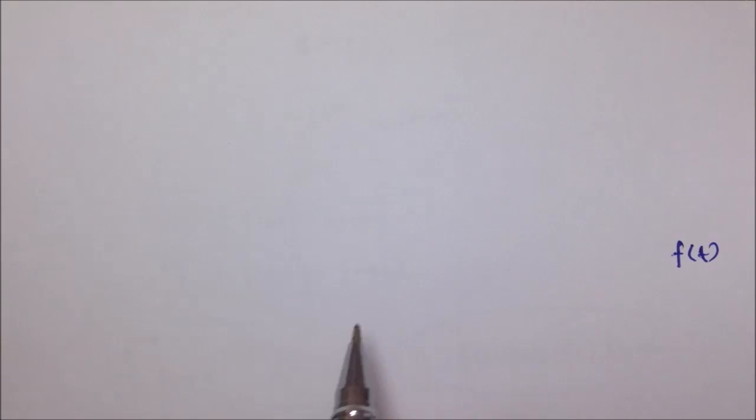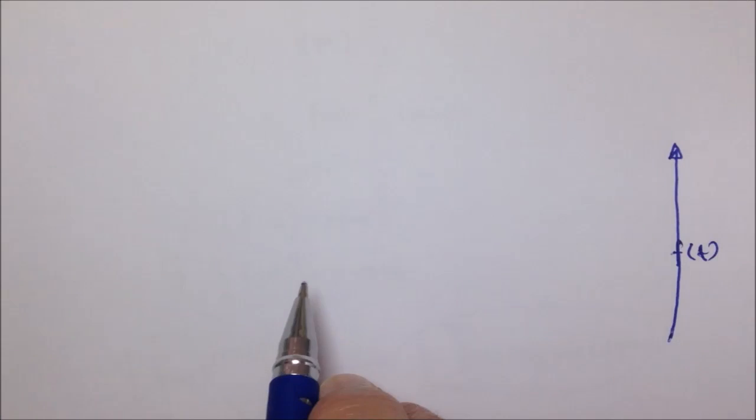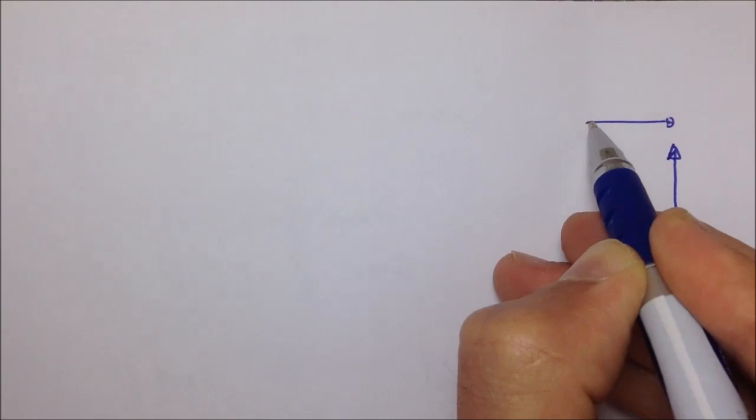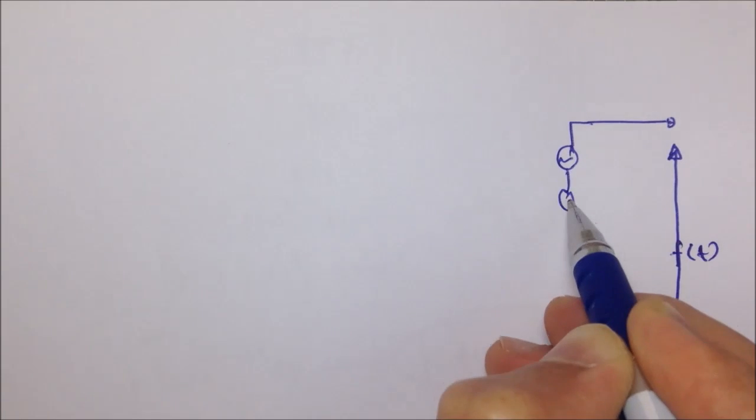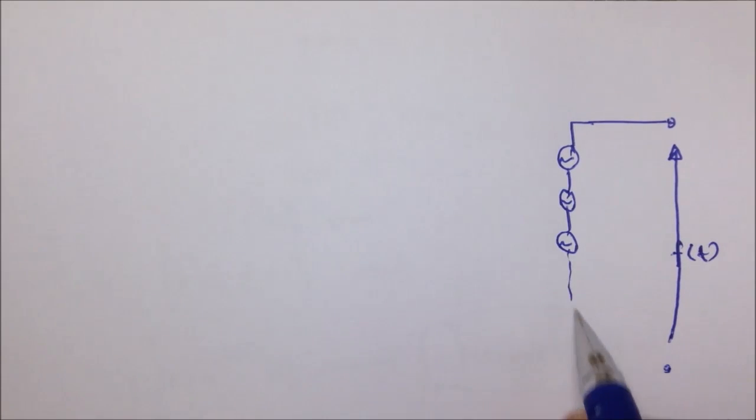Now I have intentionally chosen an even signal for simplicity. So assume f of t is an even function, which is a voltage across these two nodes. Now the Fourier transform analyzes this signal into a sum of an infinite number of sinusoidal sources.